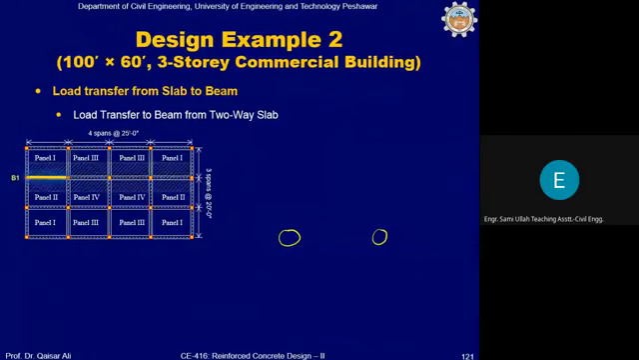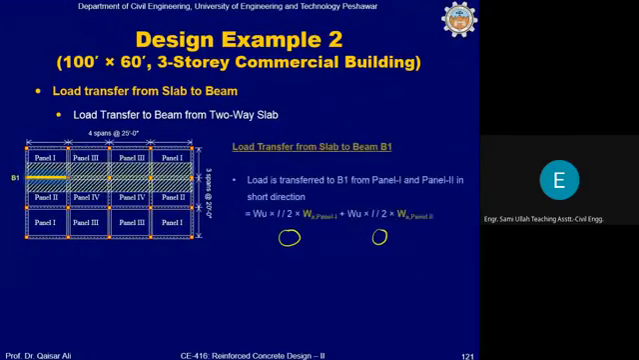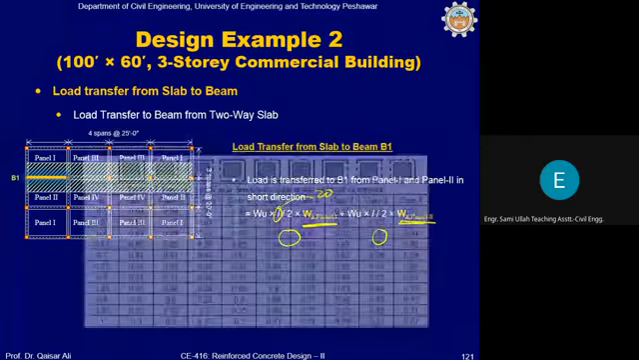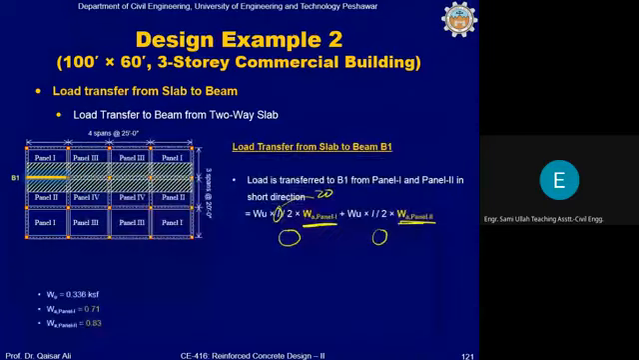First of all, B1. These are the coefficients. WA panel 1, WA panel 2. And as I told you, this L will be center to center length. So this is basically B is 20 feet. These are the coefficients. These are the values. And the load coming on B1 is 5.17 kip per foot. ये हम डिटेल में ऑलरेडी कर चुके हैं, सही?